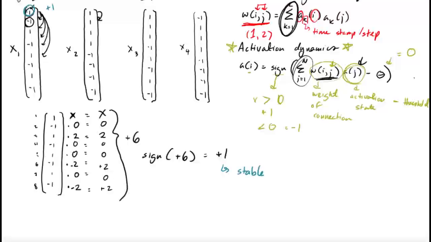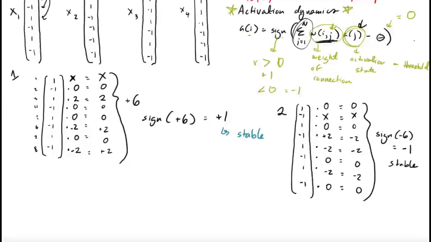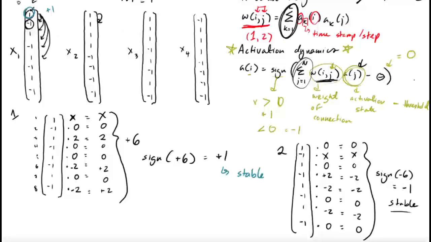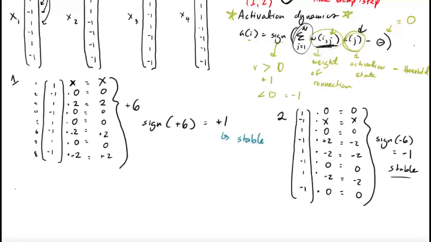So now we're going to go through and do the same for each of the neurons in the network. And then I just real quickly did the one for neuron 2, which you can see is also stable. And if we keep going on and on down this path, we're going to eventually find out that each one of the neurons in this network is stable and that they didn't change from the original activation states. So if we go through for neuron 3, it's going to be a sine of plus 6, which is plus 1. For 4, it's going to be a sine of negative 6, which is negative 1.